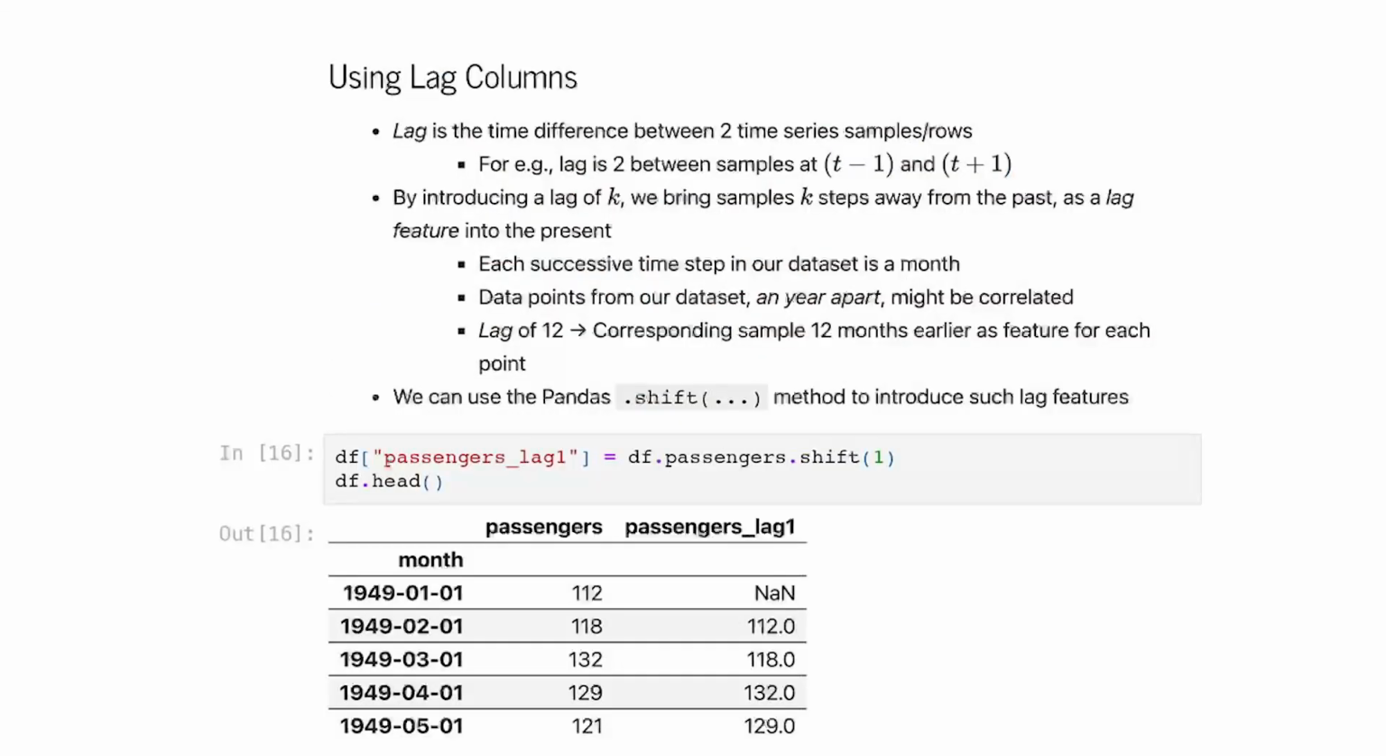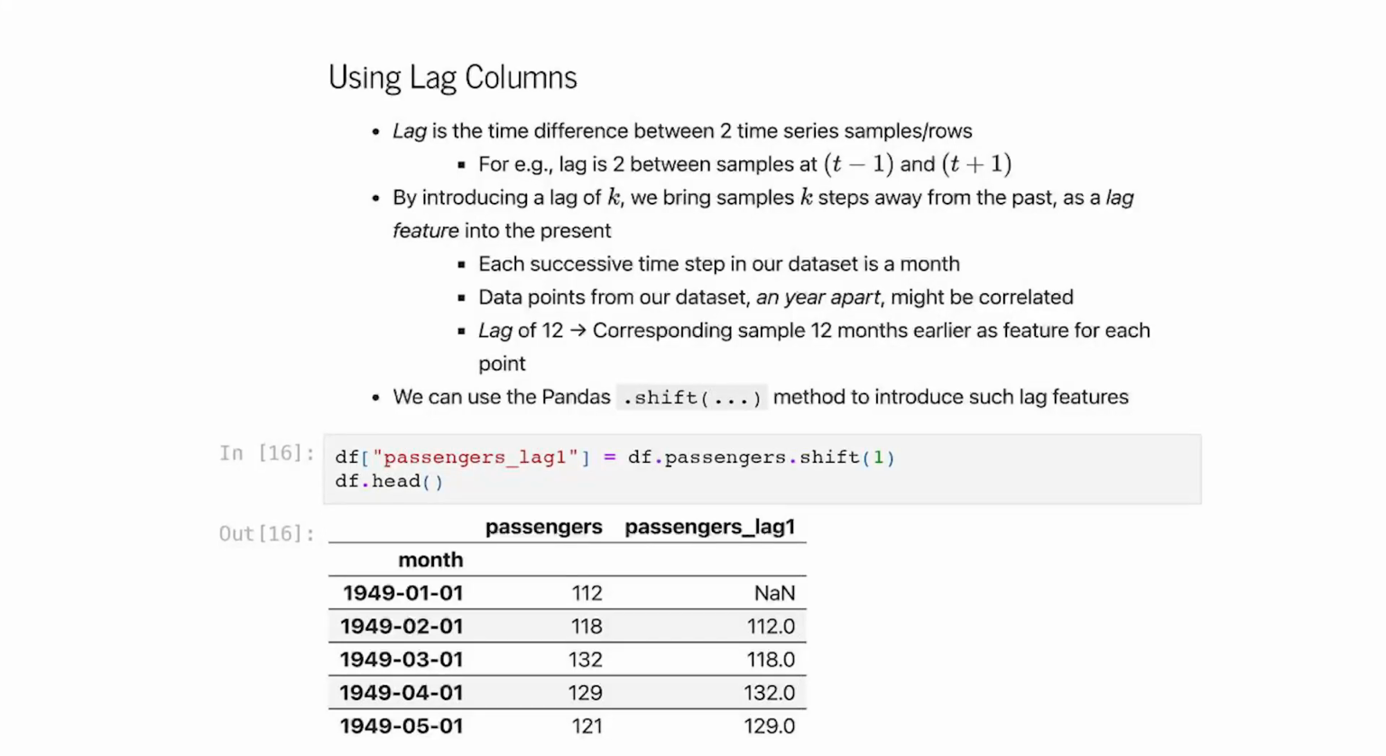Lag is a very important idea in time series. Simply put, it's the time difference between two time series samples or rows. For example, a lag of 5 is basically the difference between time series samples that are 5 rows apart. So a lag feature is when we bring the value of a time series k steps in the past away from the present, as a lag feature into the present. This is a very useful predictor when we look at traditional machine learning techniques later on in the module.